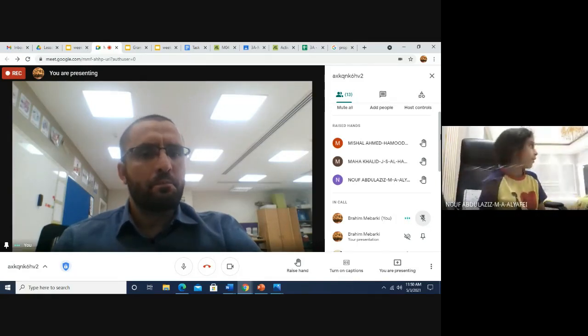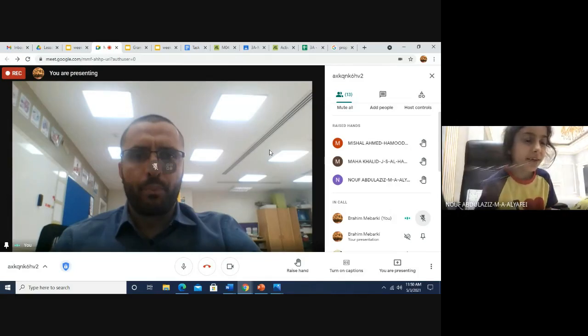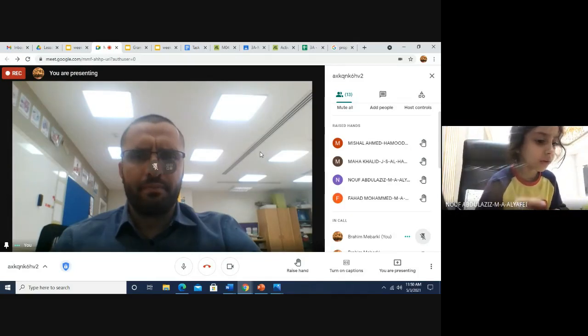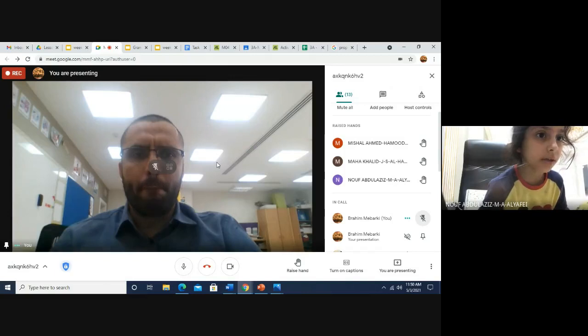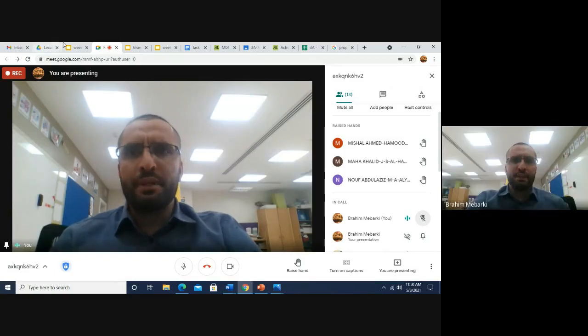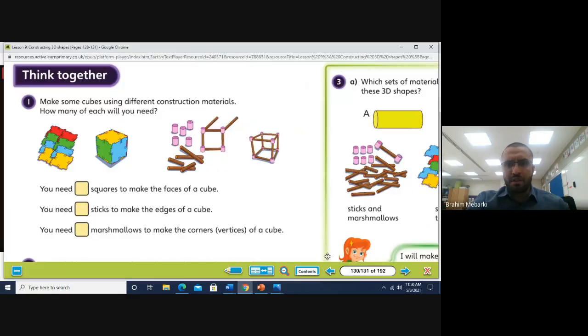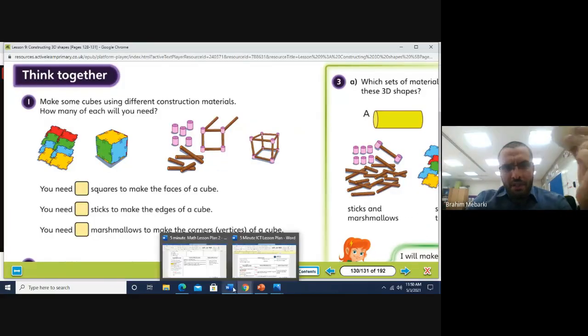Because there is how much marshmallows? There are 10 marshmallows. Simply the answer is because a cube needs 8 edges, and we are going to use the sticks to make the edges. So we need 8 sticks. It's very simple.